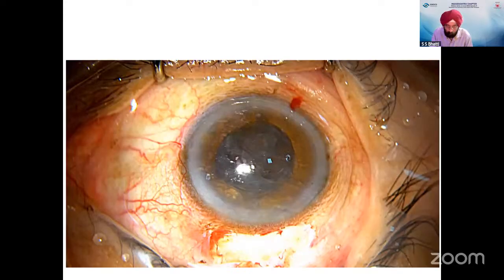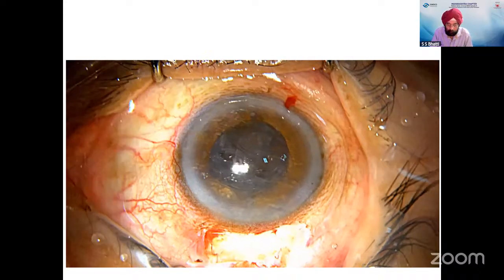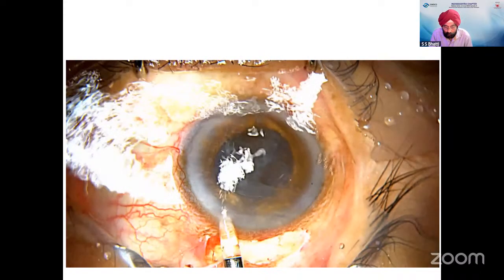Now here we will see one video. This is the use of a blast cannula.